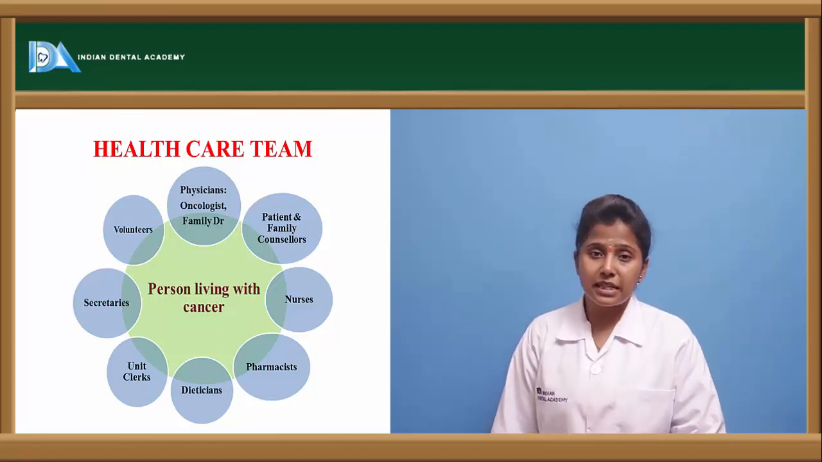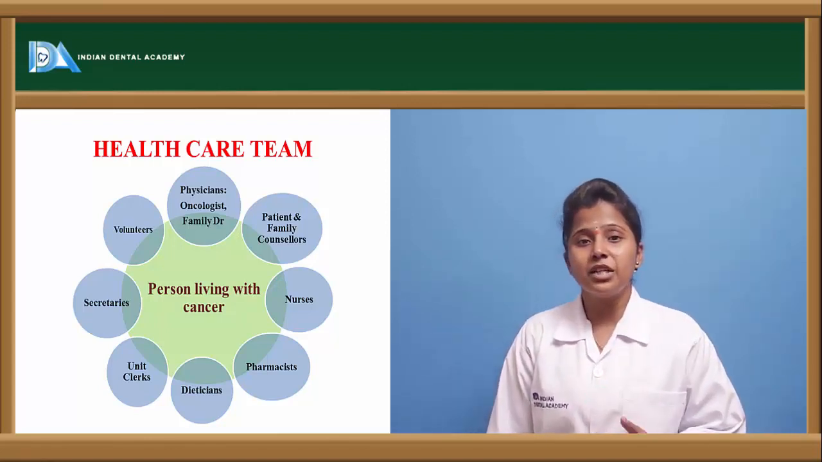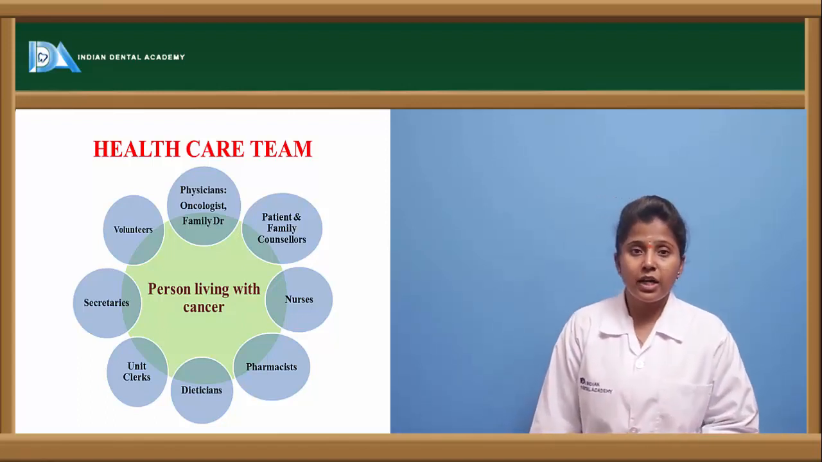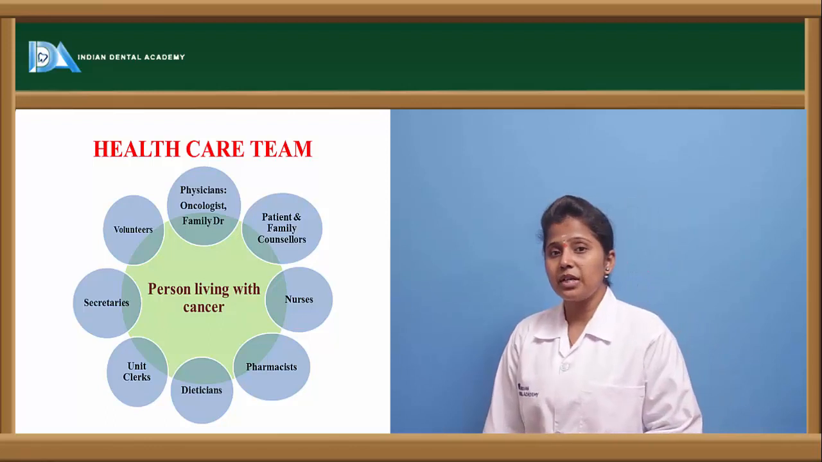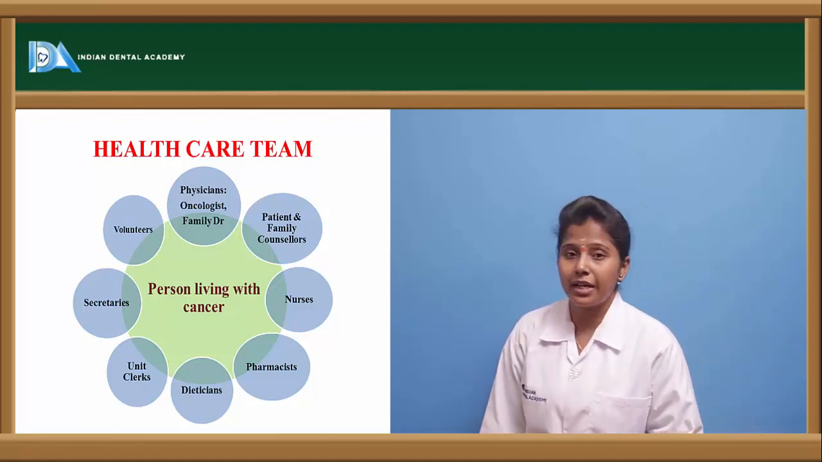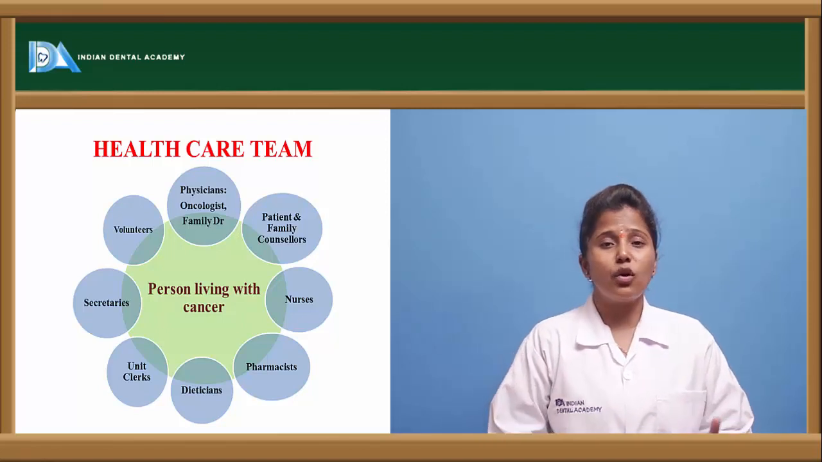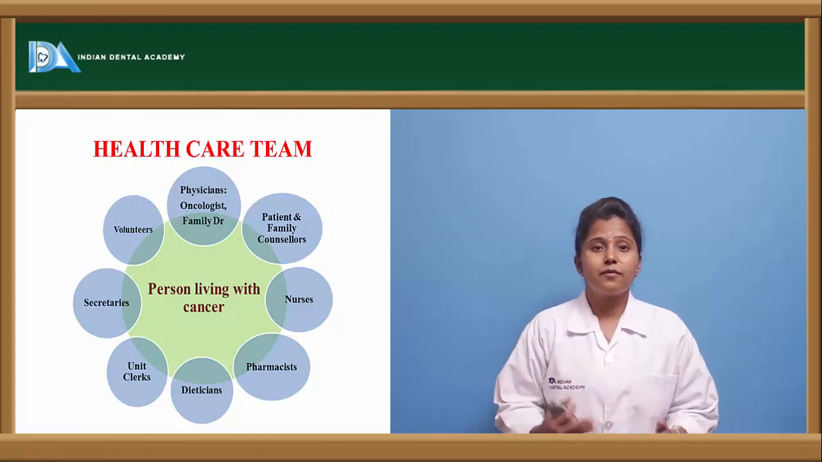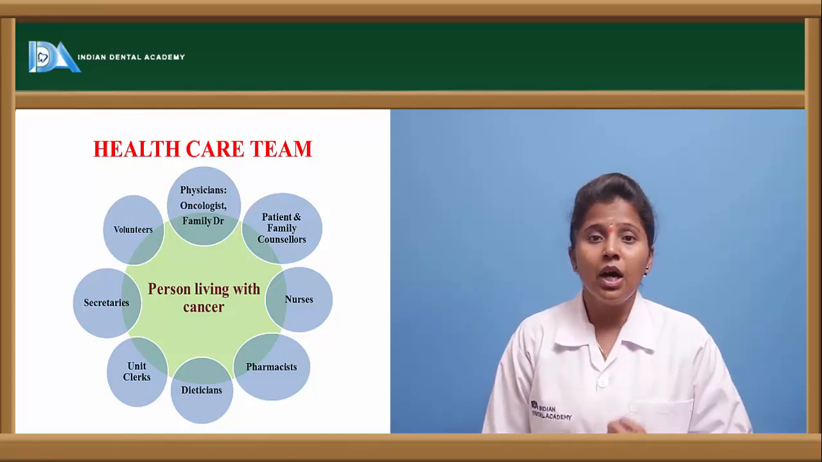And the pharmacists who are prescribing the medication should give the proper medication, and they should not give medications which are contraindicated in cancer patients. And dietitians. Cancer patients need a proper diet, so dietitians have to prescribe a proper diet to a cancer patient. And unit clerks who are working in the hospitals, secretaries as well as volunteers. All this is a healthcare team. This team should unite together in order to help a cancer patient survive. This team is essential, and they have to give even moral support to the cancer patient.